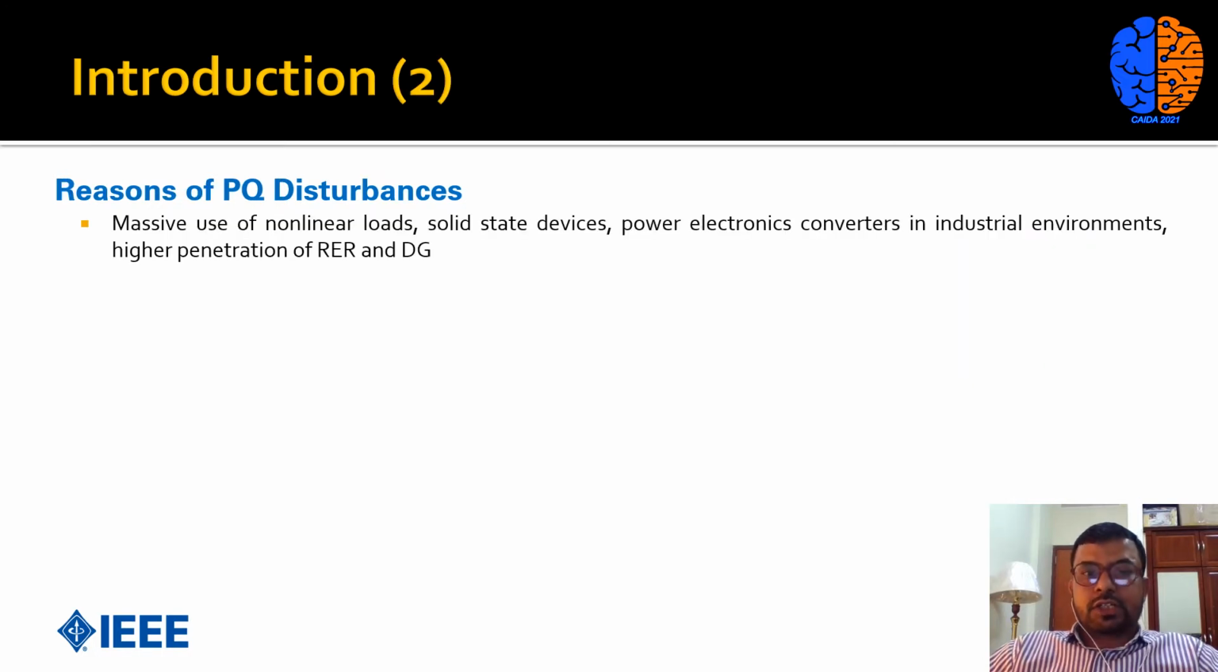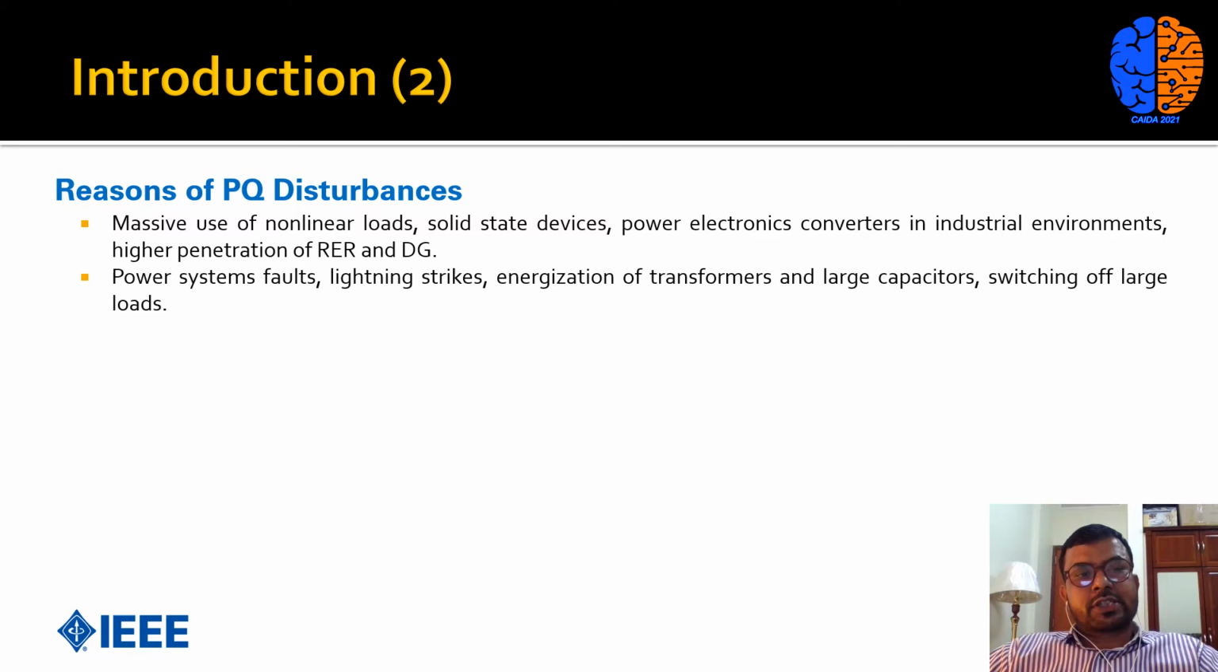The second question is, what are the reasons for power quality disturbances? In answer, we can say massive deployment of nonlinear loads, solid-state devices, power electronic converters, higher penetration of renewable energy resources and distributed generators are the main reason for power quality disturbances. Power system disturbances can also occur due to power system faults, lightning strikes, energization of transformers and large capacitors, switching on and off of large electrical loads.